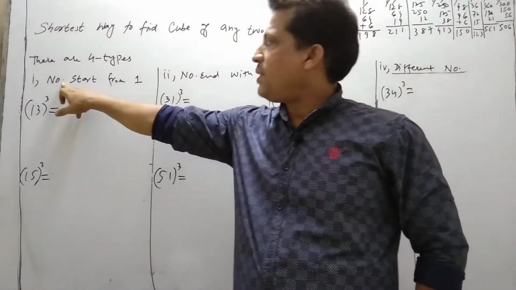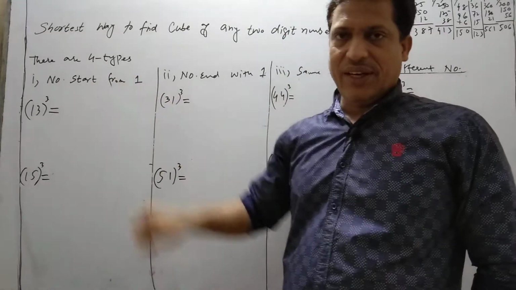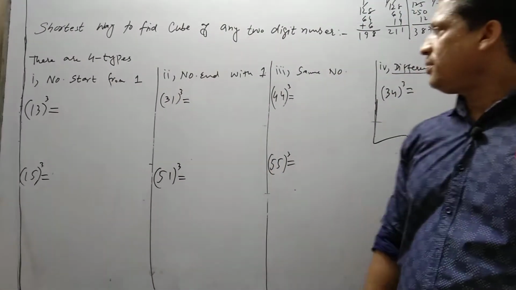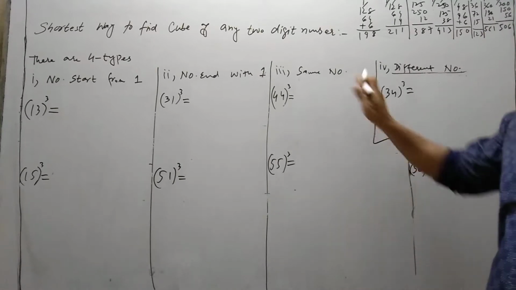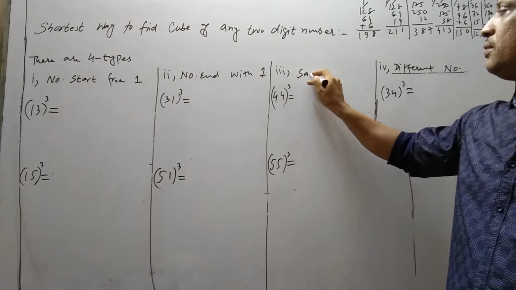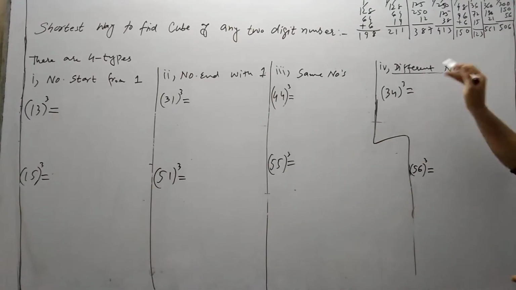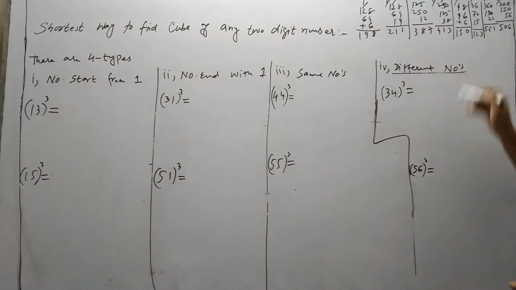One is a number that starts with 1. Second is a number that ends with 1. The third one is a same-digit number. And the fourth one is different numbers.